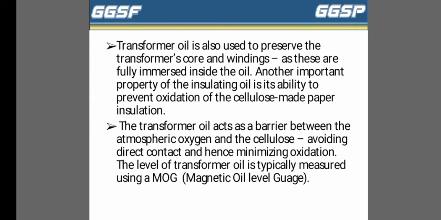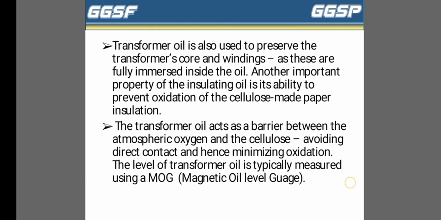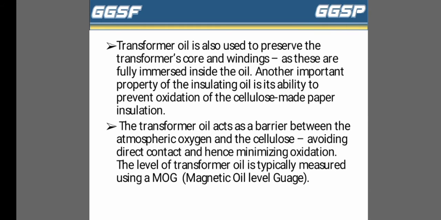As these are fully immersed inside the oil, another important property of insulating oil is its ability to prevent oxidation of cellulose-made paper insulation. The transformer oil acts as a barrier between the atmospheric oxygen and the cellulose, avoiding direct contact and hence minimizing oxidation. The level of transformer oil is typically measured using MOG, magnetic oil level gauge.